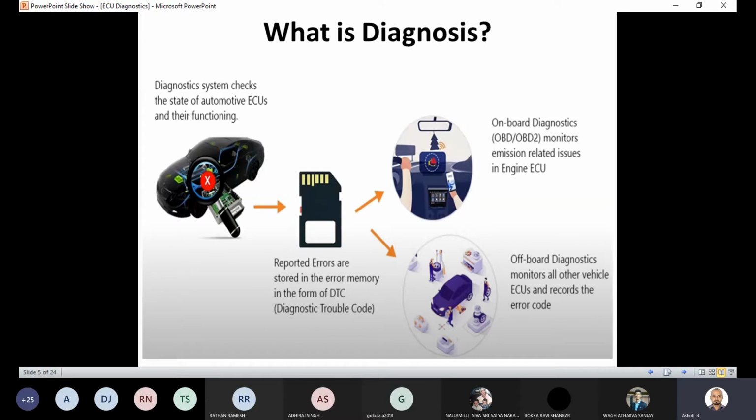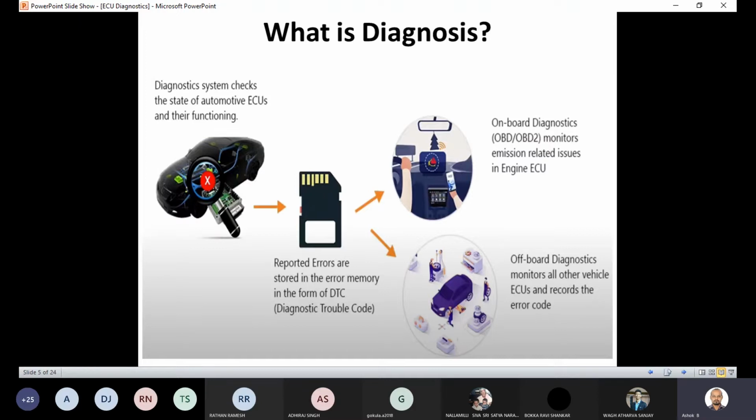By means of this OBD system, only the emission related components or aspects will be monitored, and if there is a fault, it will immediately restrict the vehicle operating mode. Another one is offboard diagnostic. Offboard diagnostic means when the vehicle is off, or you take the vehicle to the service station, and there the technicians connect the scanning tool or a laptop with scanning software, and they are able to retrieve the trouble code and accordingly rectify the fault. So this is what we call onboard diagnostic as well as offboard diagnostic.